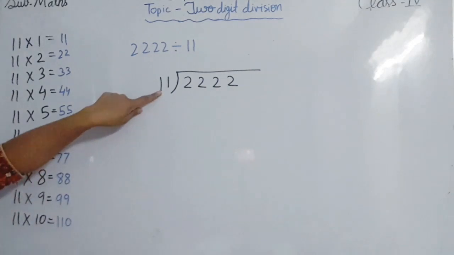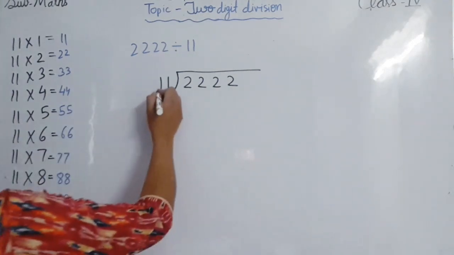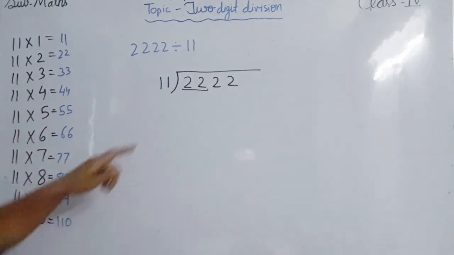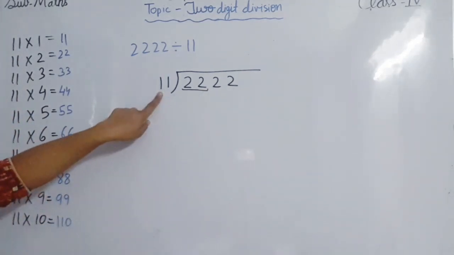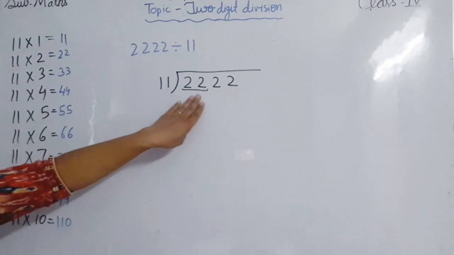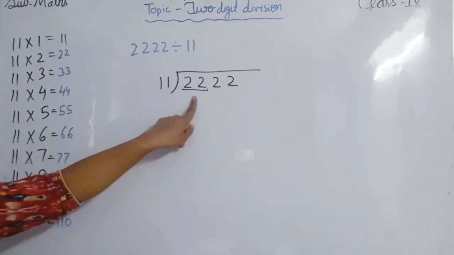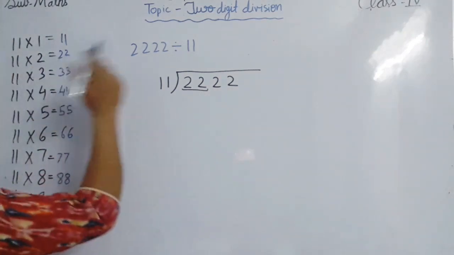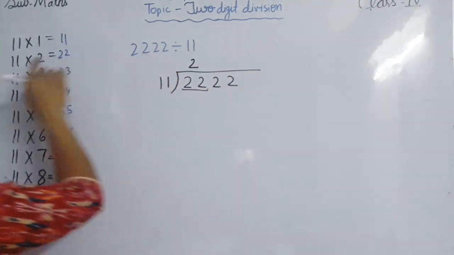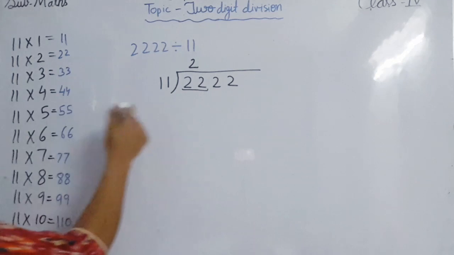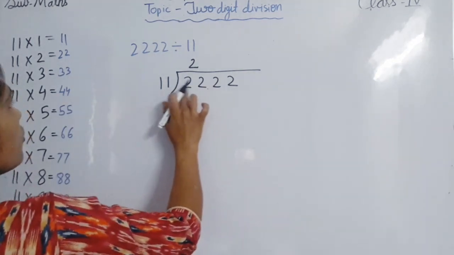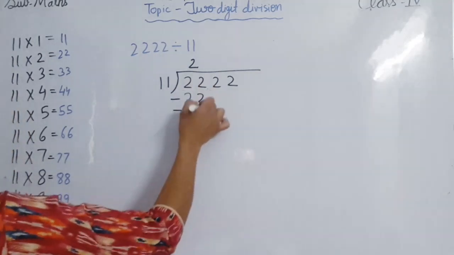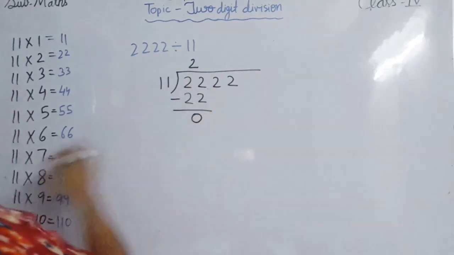Let's start. It's a 2-digit number, so we'll take 2 digits. This 22 is greater than 11, so 2 digits are enough for us and we can move to the next step. Now 11 twos are 22. See here, 11 twos are 22, so here I am writing 22. If you subtract 22 minus 22, you will get 0 here.